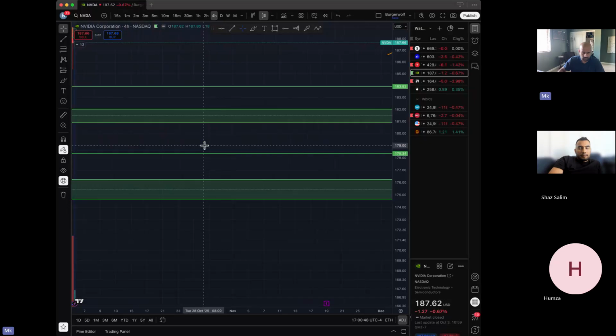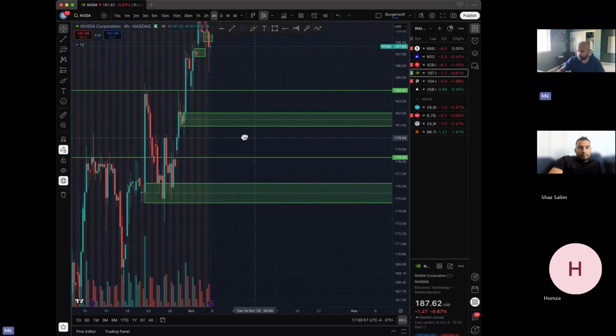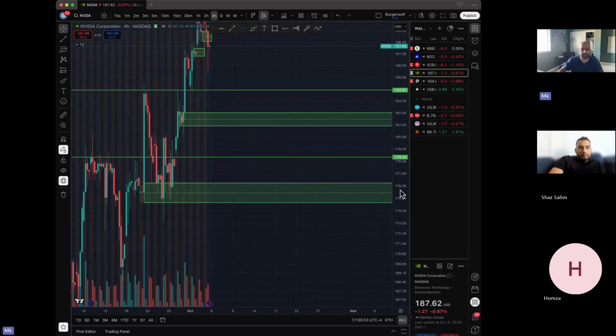But then eventually you could look at a chart and be like, oh, here's a demand zone. Boom, here's a box here. Here's a box here. Here's a box here. You know what I mean?